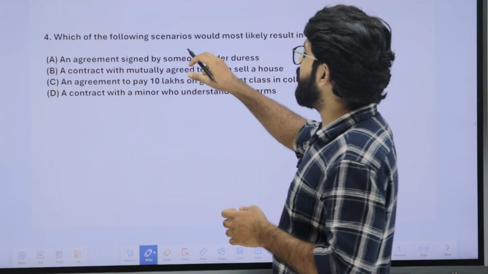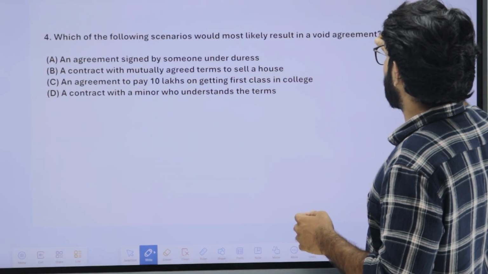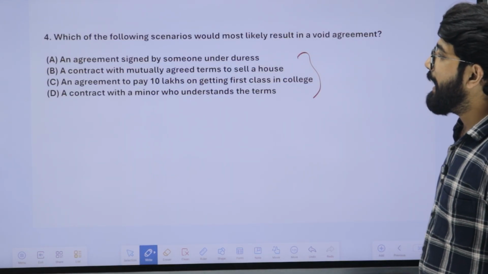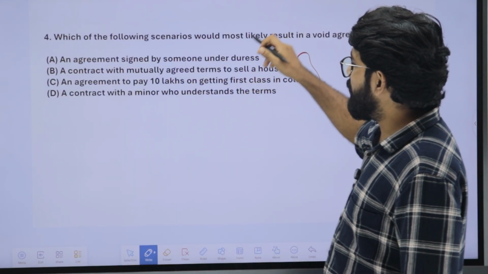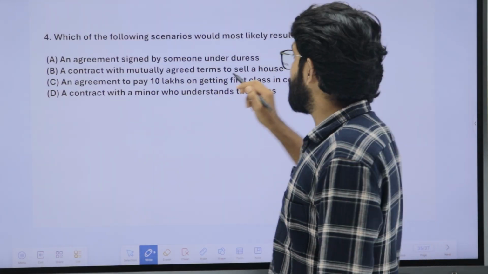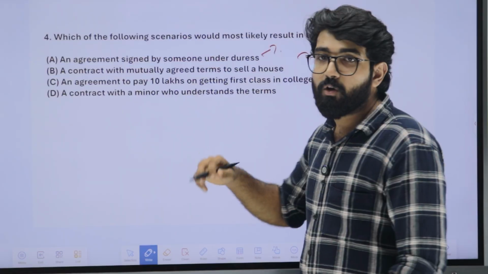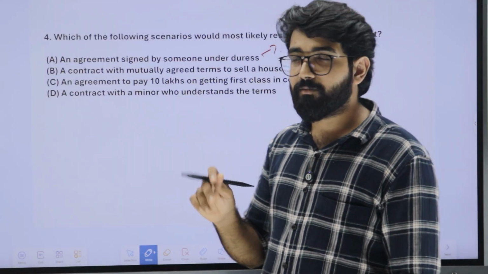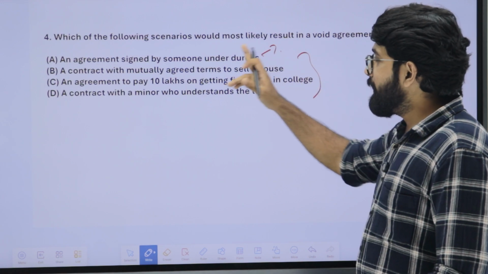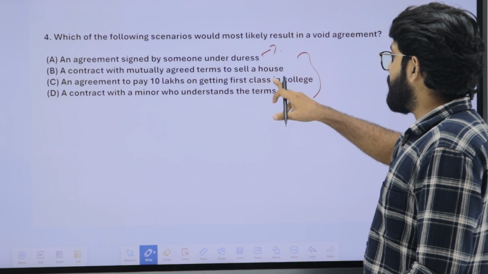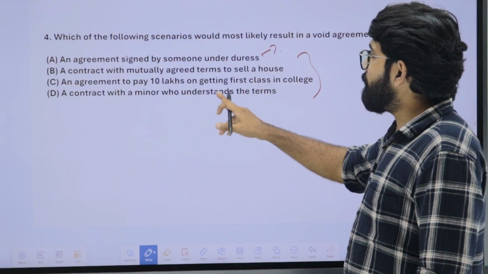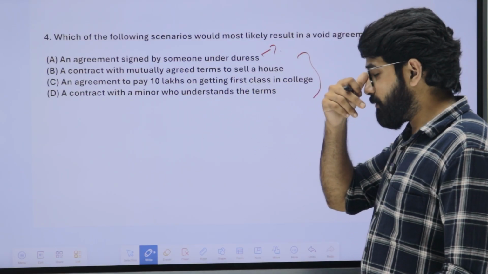Which of the following scenarios would most likely result in a void agreement? Answer this question. A, an agreement signed by someone under duress. Duress means coercion; remember that, duress is another word for coercion. B, a contract with mutually agreed terms to sell a house. C, an agreement to pay 10 lakh on getting first class in college. D, a contract with a minor who understands the terms. Very easy.